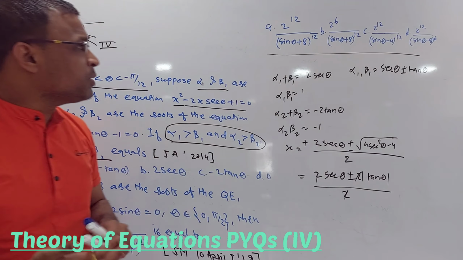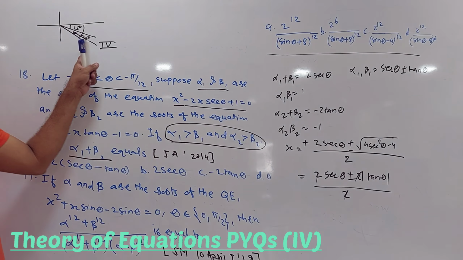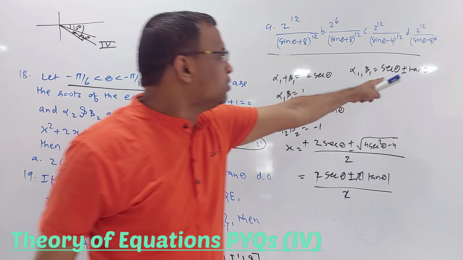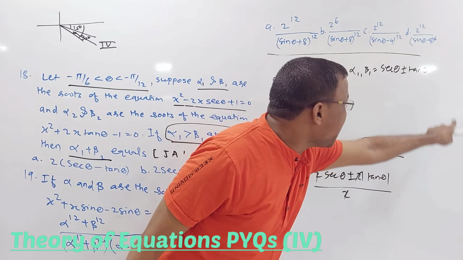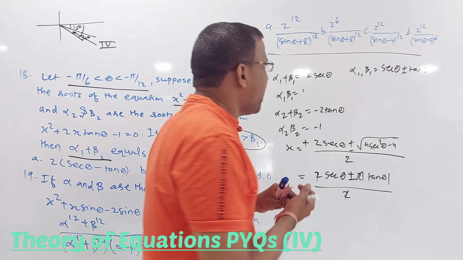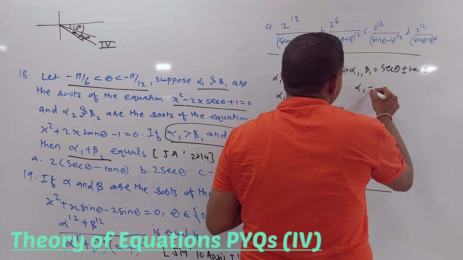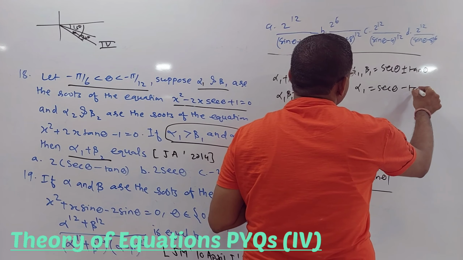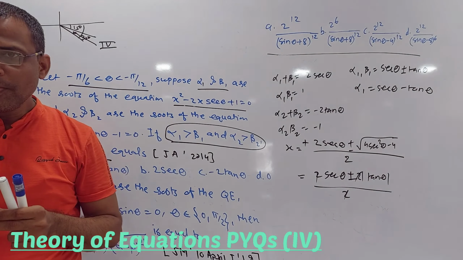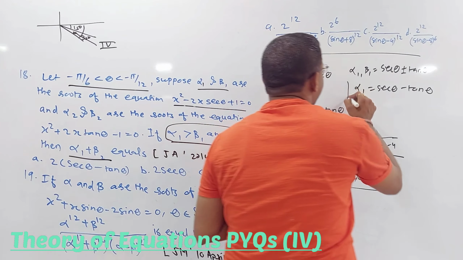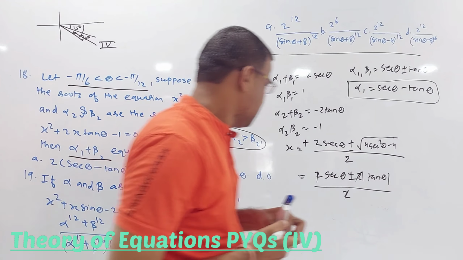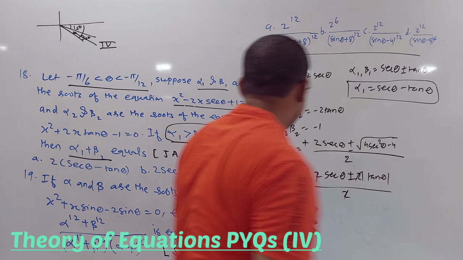Fine. So alpha 1 is greater than beta 1 and I am in the fourth quadrant. Sec theta is always positive. Tan theta is negative, so the minus sign attached here becomes plus. So I can conclude that alpha 1 will be sec theta minus tan theta, because it will be greater than sec theta plus tan theta since tan theta is negative. So I got the first set. I hope I don't require all these things. Fine. I can try it here.